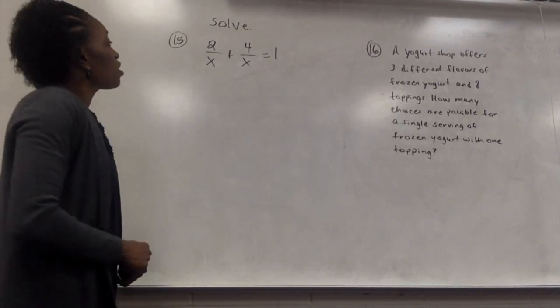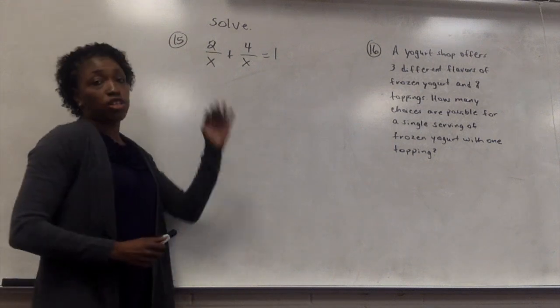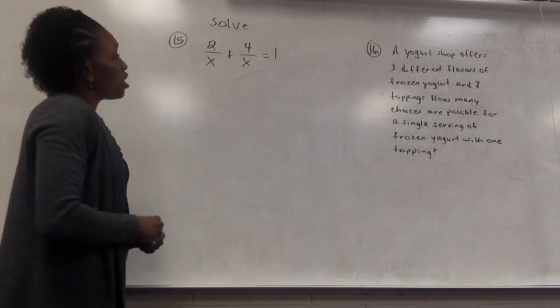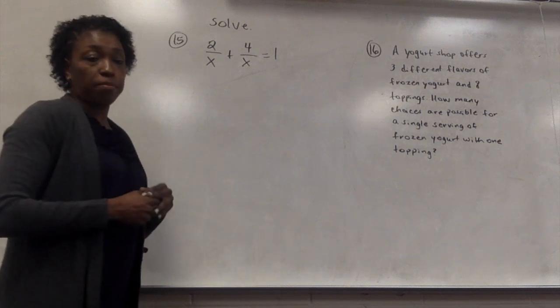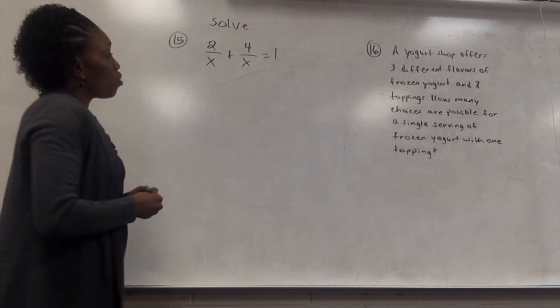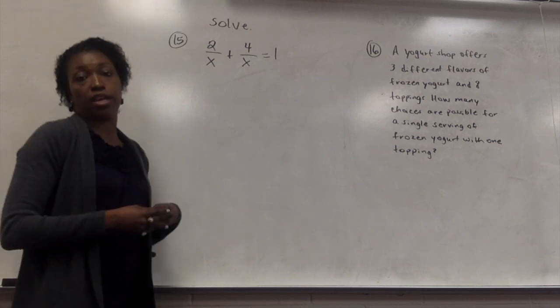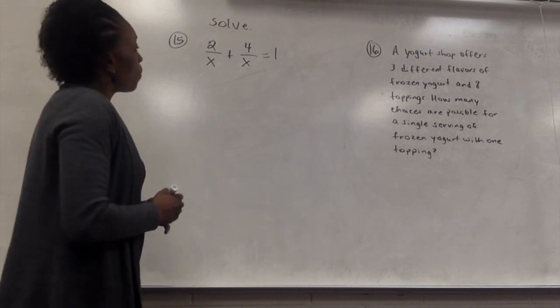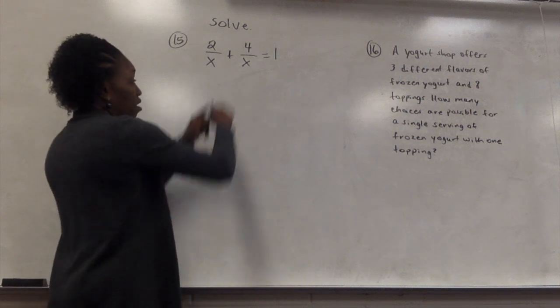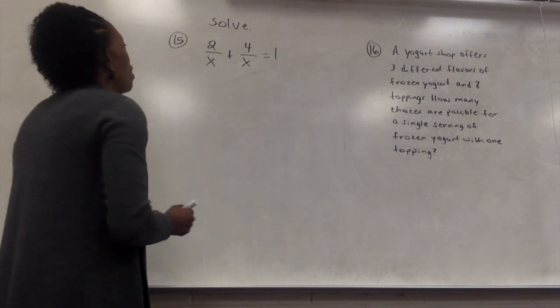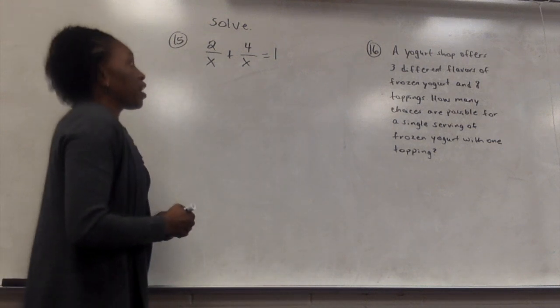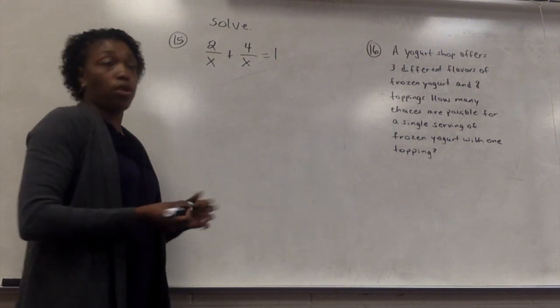For this problem, we're going to solve the rational expression, and we notice here we have fractions this time. And remember the rule about fractions. When you're adding fractions, you want to make sure your denominators are the same. So when I look at this problem here, I notice that they both have x's, so my denominators are the same. Whenever your denominators are the same, then you can add your numerators.